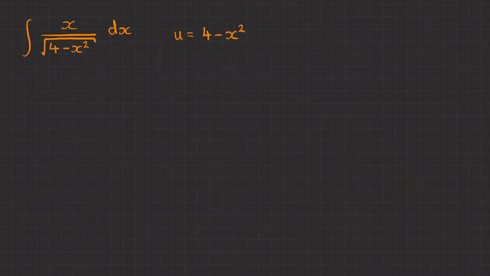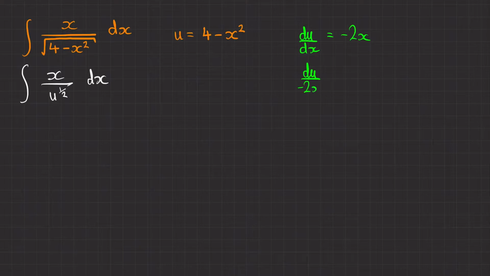For this question, we've got u equals 4 minus x squared, so let's start writing this in. We've got x over the square root of u, or to write it nicer, u to the power of a half, all with respect to x. We need to replace dx with the du equivalent, so we'll differentiate u, which is du by dx, which equals minus 2x. Therefore, if we rearrange, du over minus 2x equals dx.